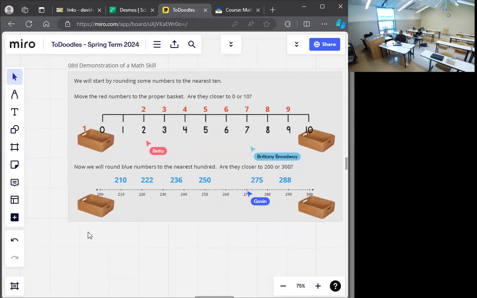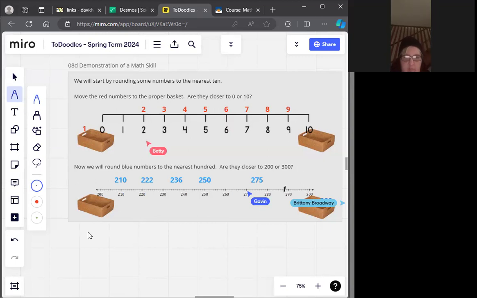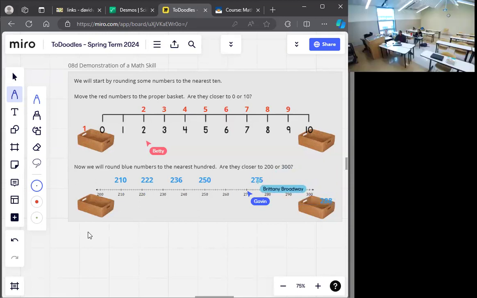We can talk about things as we go. So 288, which is over here, is a lot closer to 300 than it was to 200. Everyone happy with that one? Somebody else grab a number, 275. Which side is that closer to? The 300. Does it help to see it visually with the number lines? Yeah.